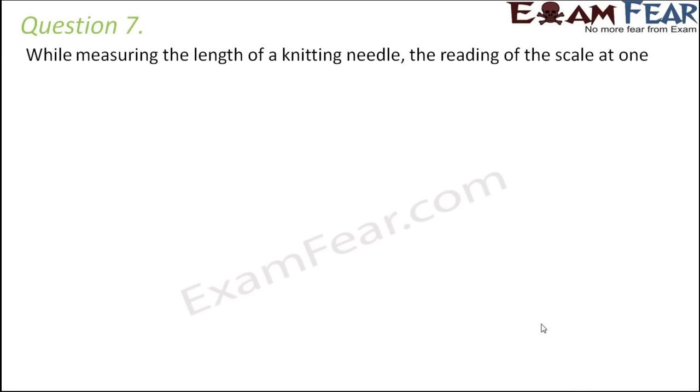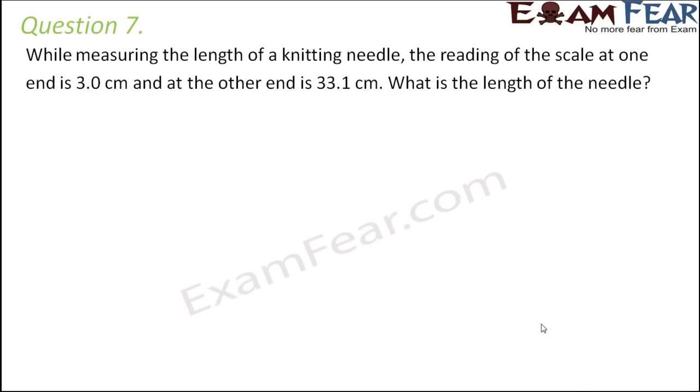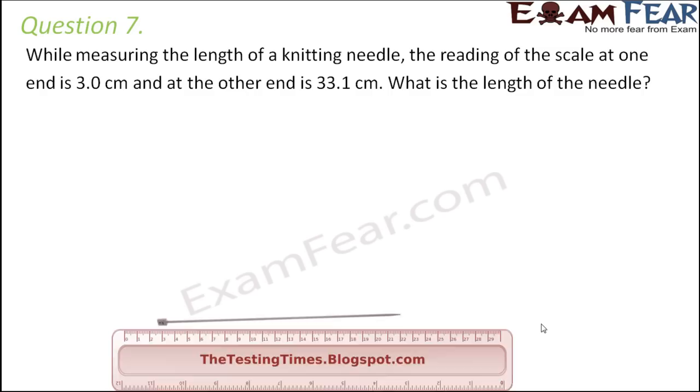Question number 7. While measuring the length of a knitting needle, the reading of the scale at one end is 3 cm and at the other end is 33.1 cm. What is the length of the needle? So let us say this is a knitting needle. Now when you try to measure it using a scale, how do you measure it? On one end the reading is 3, so maybe you have started measuring from the 3 mark, and on the other end it is 33.1 centimeter.